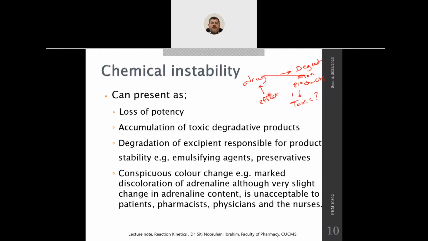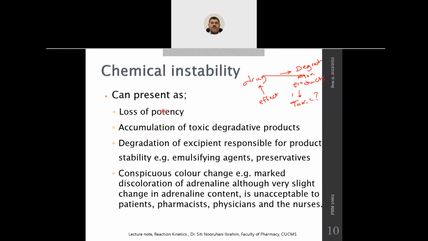That means if, for example, the limit for the drug product is 90%, and it can reach 90% from 100% to 90% in 4 years, but the degradation products can reach the toxic limit in 2 years, then which shelf life will you take? Definitely the shelf life of the product will be the 2 years, not the 4 years. Okay?